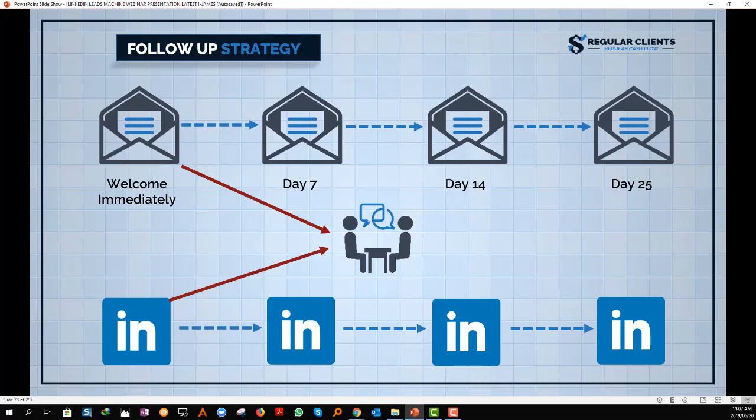Because remember, they come on LinkedIn. What are they there for? They're there to buy, to sell, and to get information. So we don't want to overwhelm them. But we can certainly use some of this information.